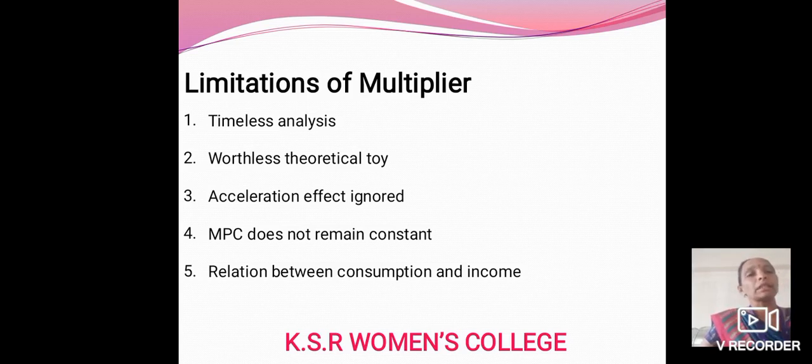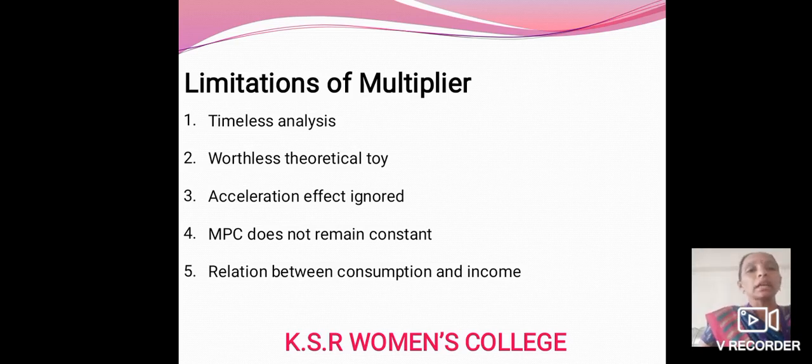Next one is MPC does not remain constant. Gordon points out that the greatest weakness of the multiplier concept is its exclusive emphasis on consumer consumption. He favors the use of the term marginal propensity to spend in place of marginal propensity to consume to make this concept more realistic. He also objects to the constancy of the marginal propensity to spend because in a dynamic economy, it is not likely to remain constant. If it is assumed to be constant, it is not possible.